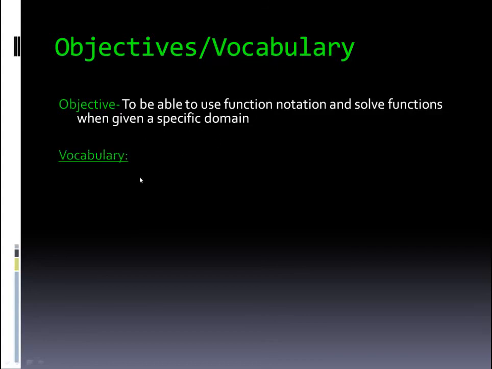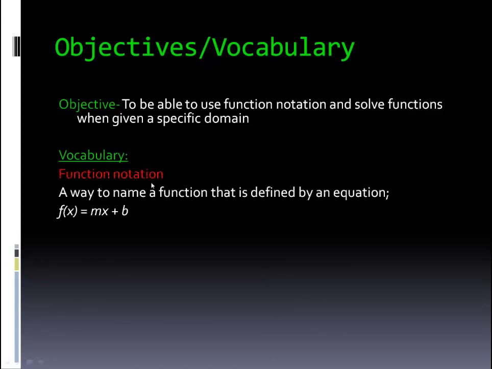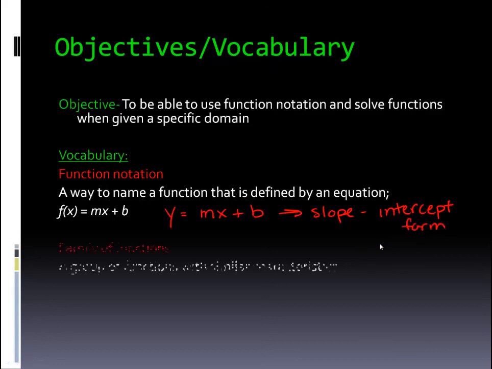Vocabulary, a lot of this will be familiar. Function notation, it's a way to name a function that is defined by an equation. In other words, f of x equals mx plus b, which should be familiar to you because it looks a lot like this. Okay, and that's slope-intercept form. And I will get into naming that later, okay, just as a reminder.